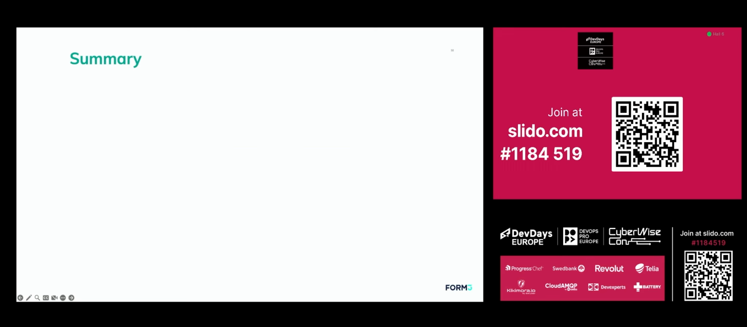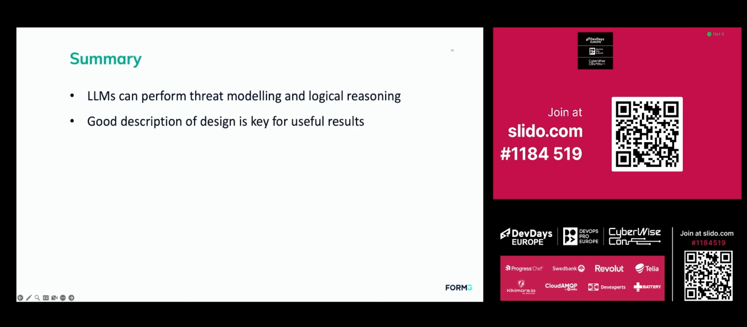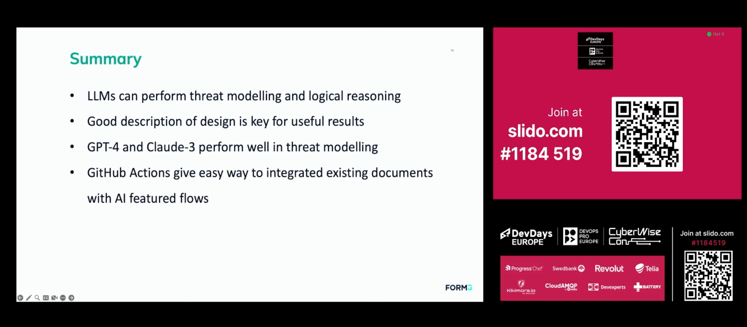Okay, and the summary, just to wrap up. LLMs can perform threat modeling and logical reasoning. A good description is the key to useful results. The same as, you know, being a good husband is good for your marriage. GPT-4 and Claude 3 perform well in threat modeling, and GitHub Actions give us an easy way to understand existing documents with AI-featured flows.